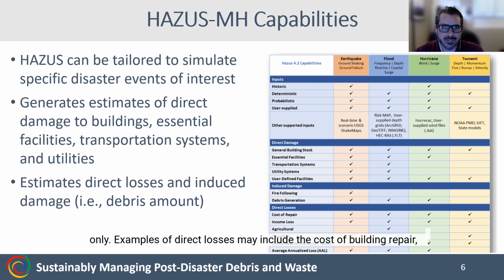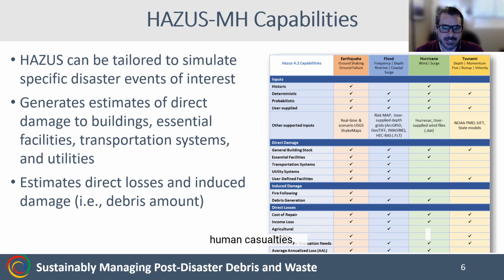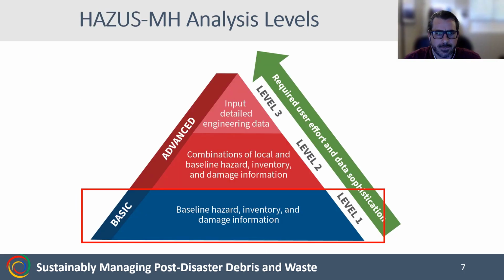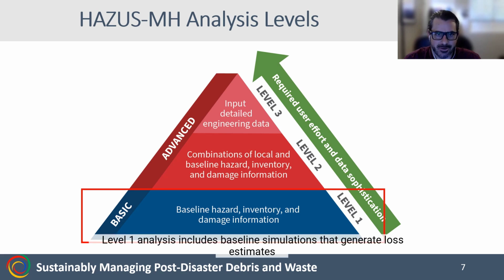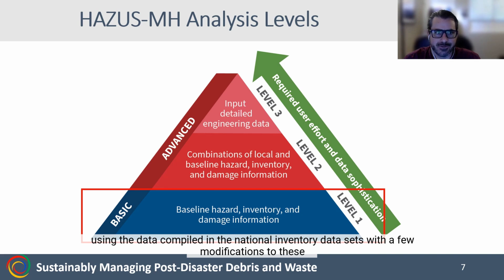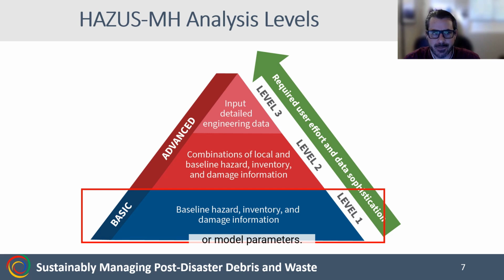Examples of direct losses may include the cost of building repair, income losses, agricultural damages, human casualties, shelter and/or evacuation needs, as well as average annualized loss values. Importantly, HAZUS can be run and analyzed using various levels of sophistication. The Level 1 analysis includes baseline simulations that generate loss estimates using the data compiled on the national inventory datasets with few modifications to these inventory estimates or model parameters.